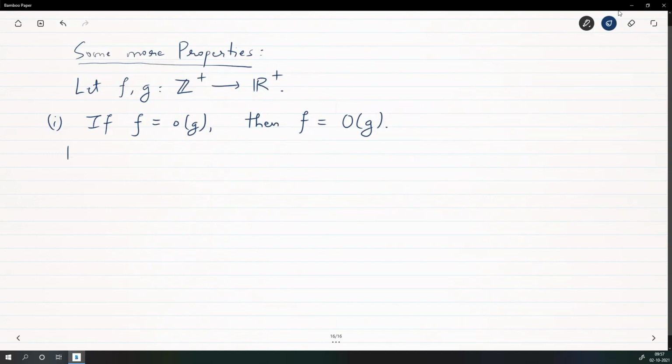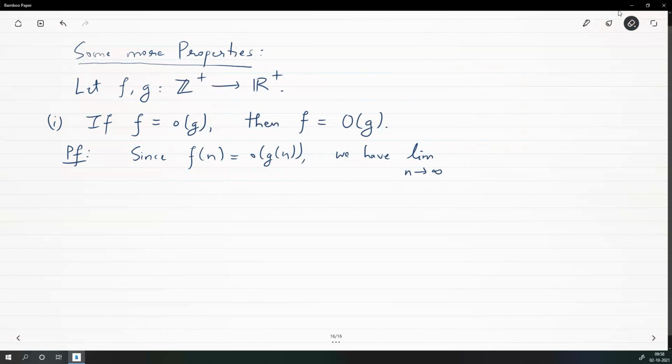So how do we prove this? Let's look at a proof. Again, I am explaining neatly in words, and you should try to write it a little more carefully. I'll write it slightly in short. Since f of n is little o of g of n, what does this mean? We have the limit as n tends to infinity, or let me forget the limit. Let us write it in terms of the other equivalent form that we saw last time.